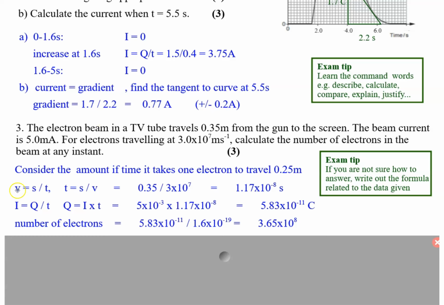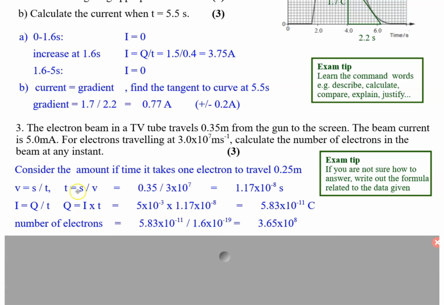So we're going to use this first formula, v equals s over t, so velocity is displacement over time. Make t the subject, t equals s over v. So what we're doing here, we've been given a distance of 0.35 and we've been given a speed of 3 times 10 to the 7. Typically electrons move incredibly quickly, especially if they're in a vacuum or a partial vacuum.